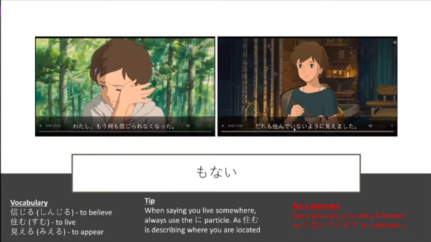Here, if we look further on in the sentence, we can see that sundeiru becomes sundeinai. So again, daremo inai, we've got sundeinai. The inai has become part of the sundeiru, so sundeiru has become a negative verb, sundeinai. Remember, nani mo nai, daremo inai, because inai is referring to iru, which means a living thing. Nai just means a non-living thing.